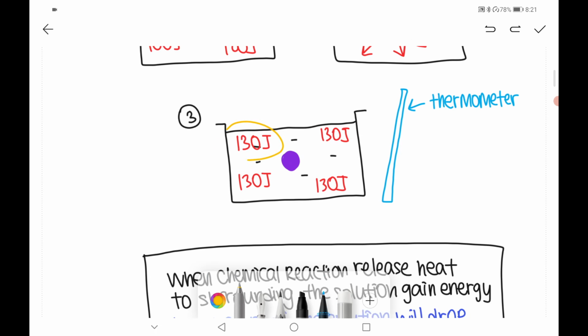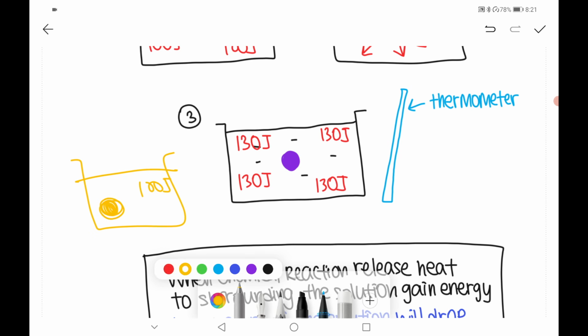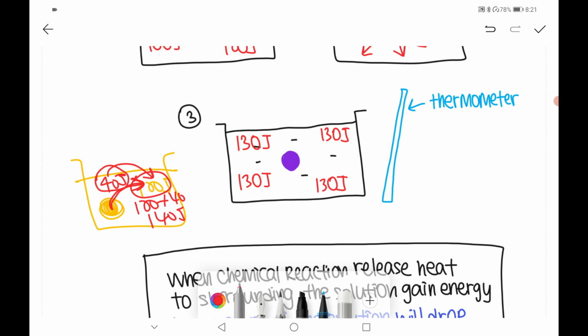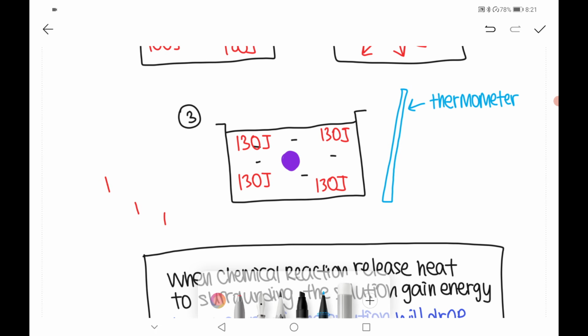now the surrounding should have more and more energy, right? Okay, just imagine this. Surrounding is 100 joule. This is your chemical substance. So when the chemical substance releases the heat to the surrounding, let's say the chemical substance releases 40 joule to the surrounding. So 40 joule goes into the surrounding. So 100 plus 40 joule, surrounding now is 140 joule. Okay, so that's it. When you release the energy to the surrounding, the surrounding will have more and more energy.